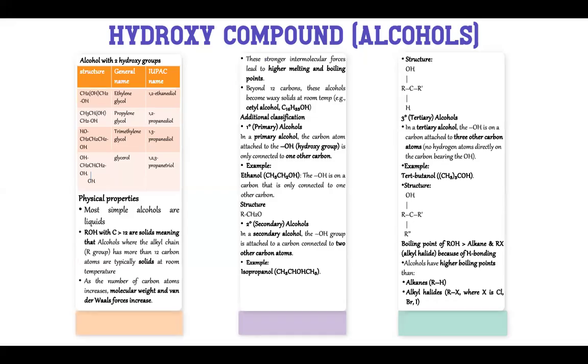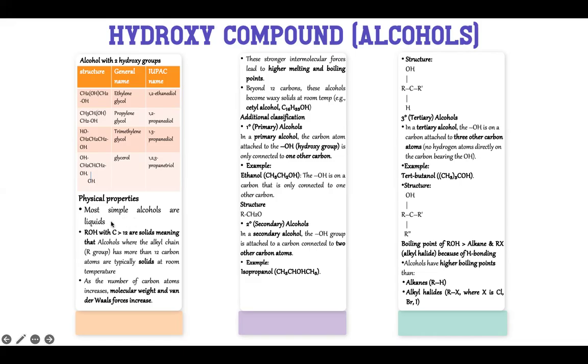And then we have alcohol with two hydroxy groups. The structure is CH2OH-CH2OH, which is ethylene glycol, and the IUPAC name is 1,2-ethanediol. And then we have the rest: 1,2-propanediol, and also 1,3-propanediol, and also 1,2,3-propanetriol. And then physical properties.